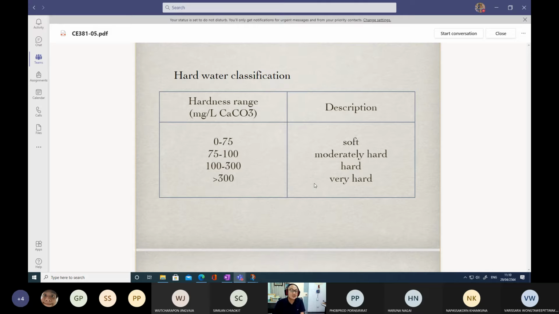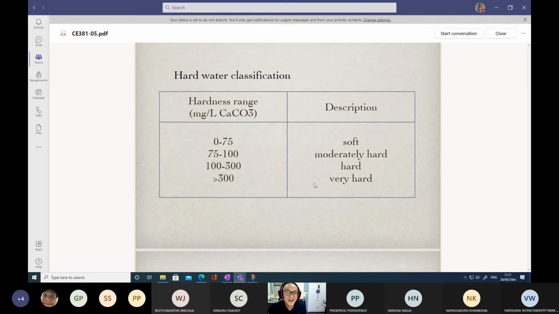We discussed this slide once when we did the experiments on the hardness. The hardness ranging from 75 to 100 milligrams per liter as calcium carbonate is actually moderately hard. We prefer water with moderately hard characteristics. We don't want too soft water or too hard water.